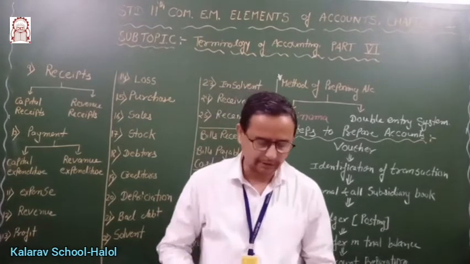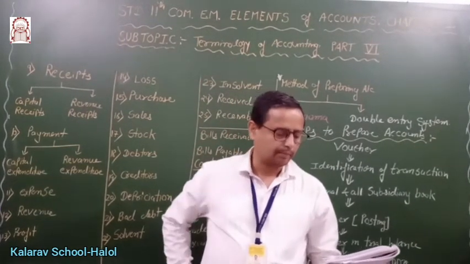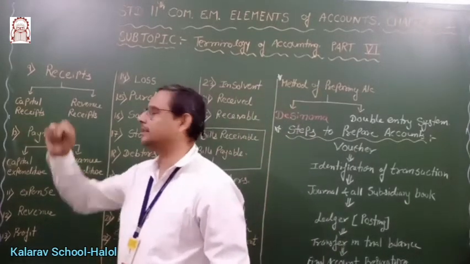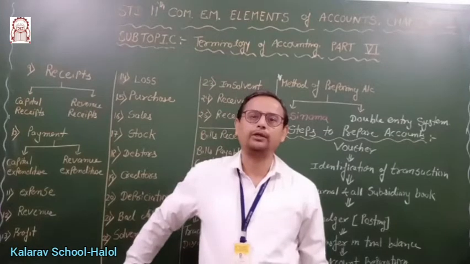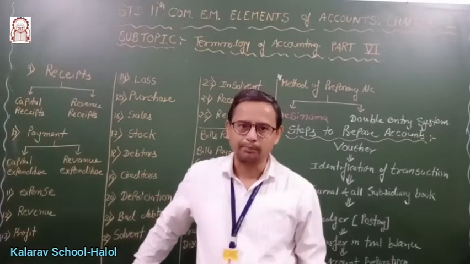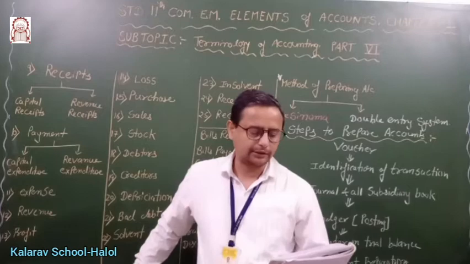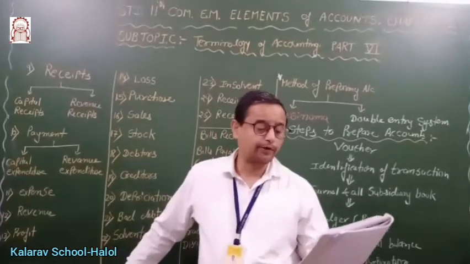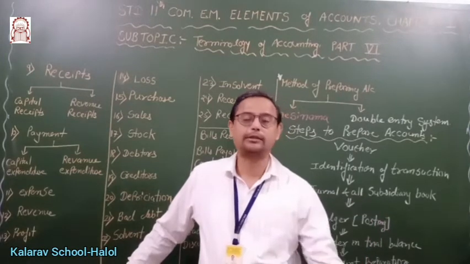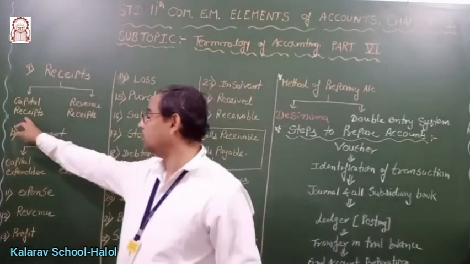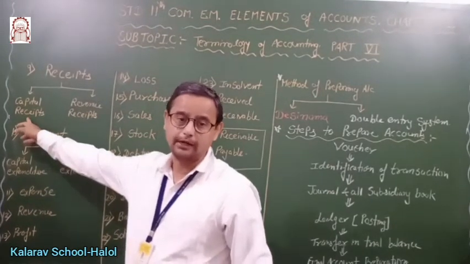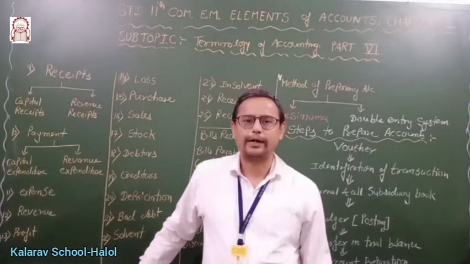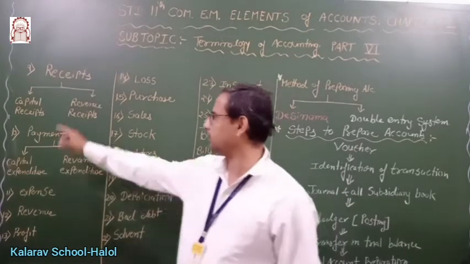So capital receipt is procured from the sale of an asset. Whenever you sold any asset, whatever money you receive at that time is known as the capital receipt. Next is your revenue receipt. Profit earned during the year is the subject of revenue. Here there is no concept of profit. You just sold the asset and got the money. Suppose your old machine is there, you sold it, you get the money. It is not profit. So that is called the capital receipt.